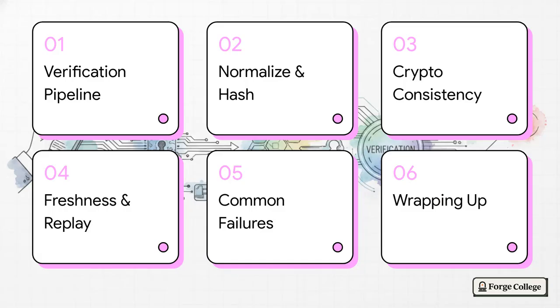Well, here is our blueprint for today. We're going to look at the verification pipeline, normalization and hashing, cryptographic consistency, freshness and replay, common failures, and finally, wrap it all up. Let's just dive right in, shall we?